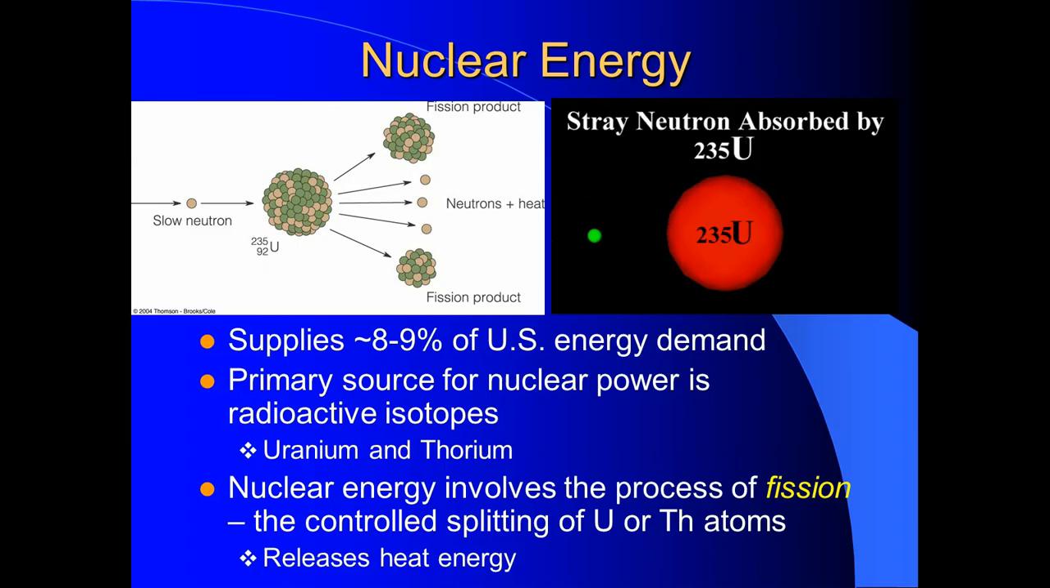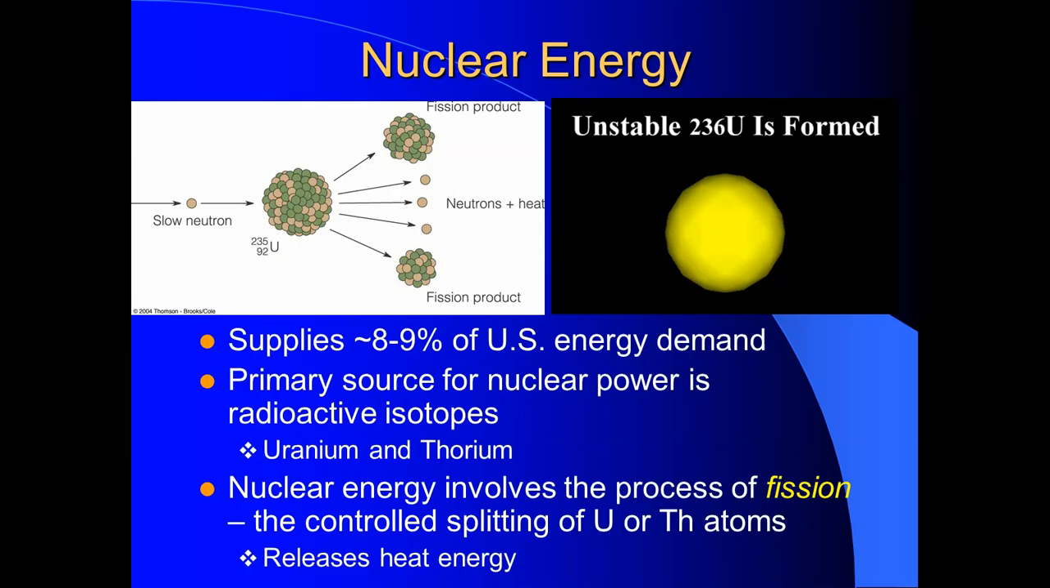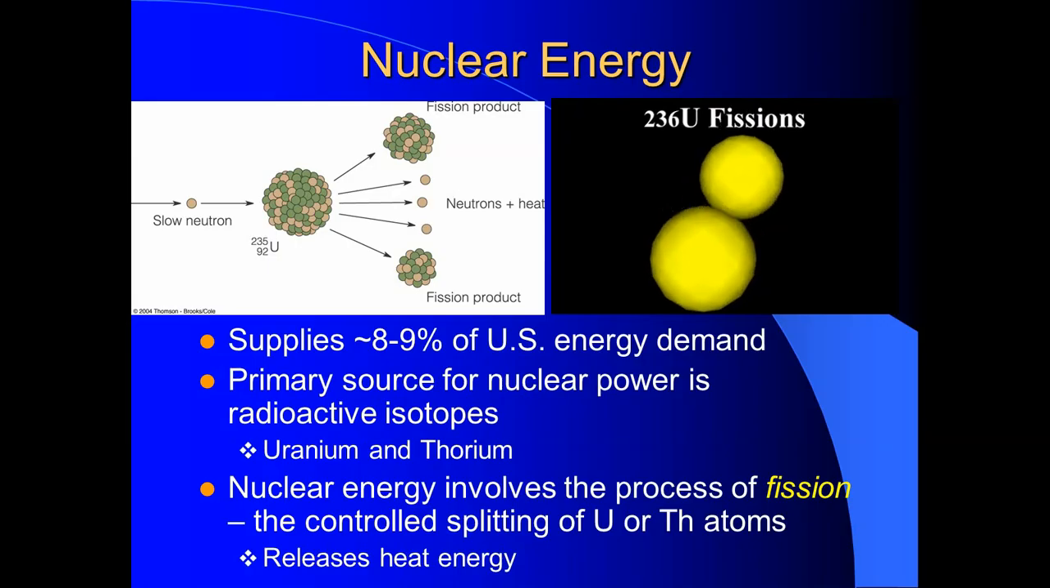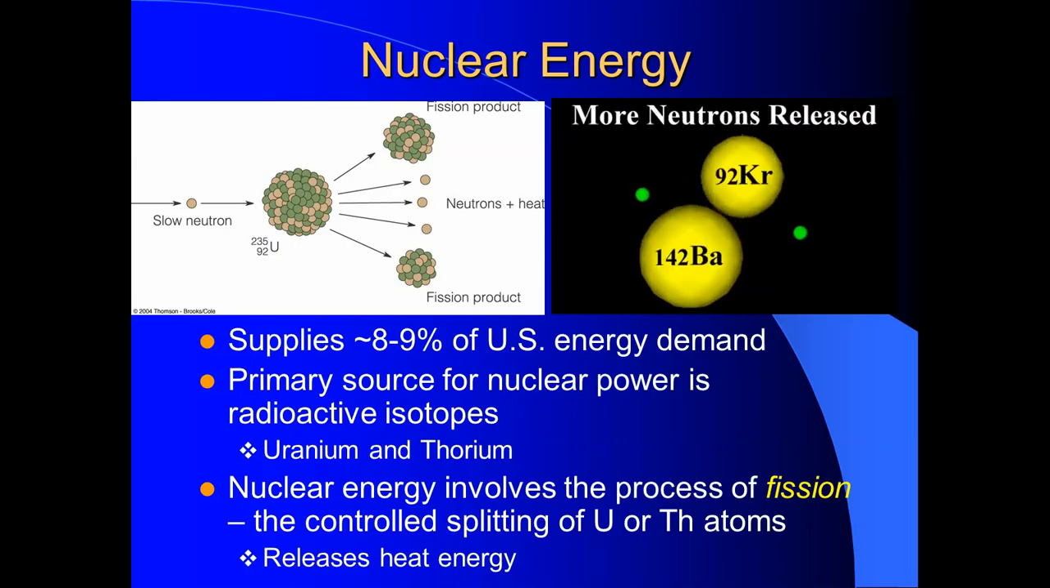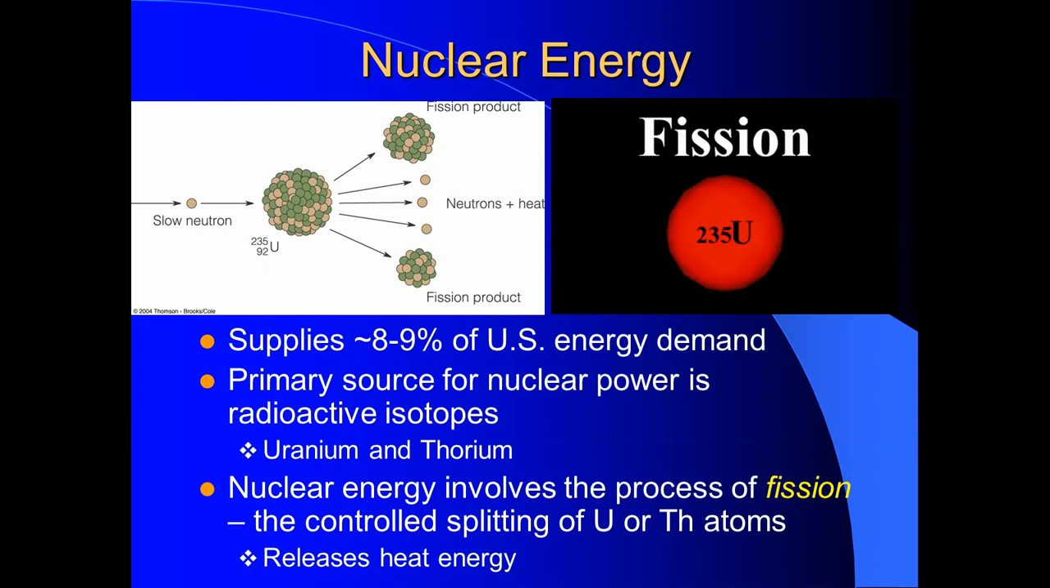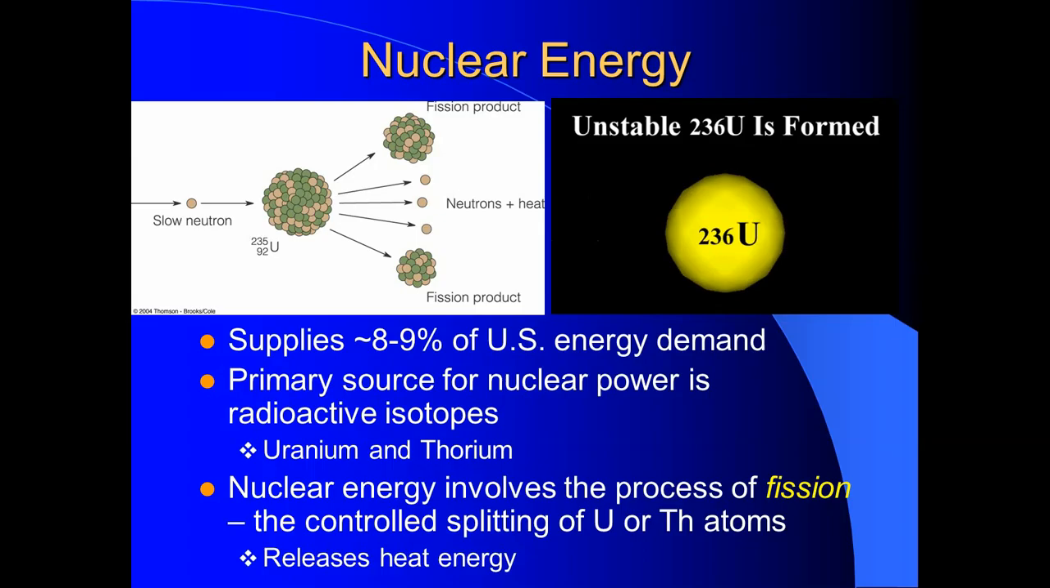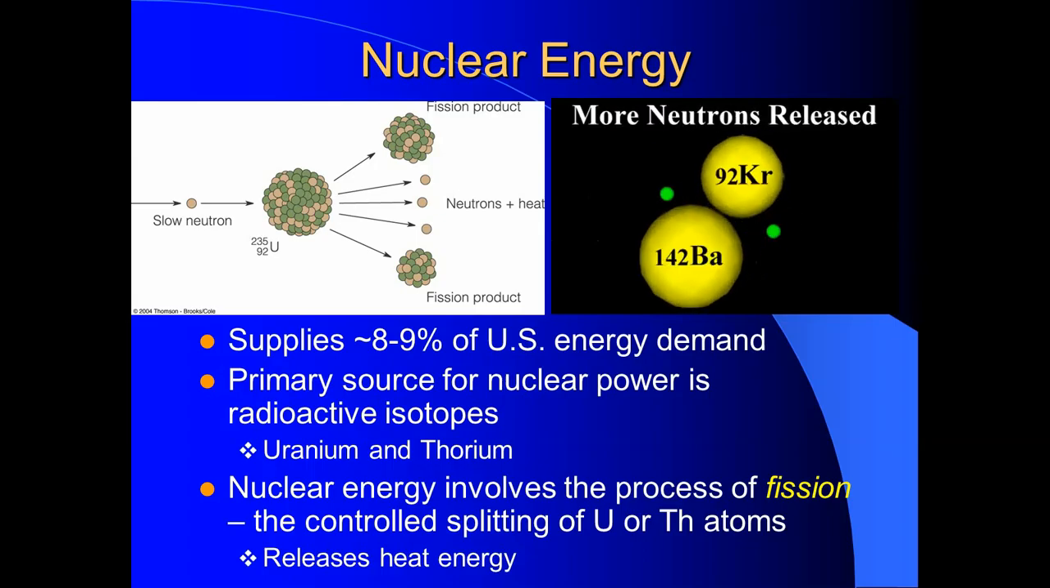Now remember in the US what our energy use looks like. 80% goes to fossil fuels, about 9% goes to nuclear energy, and about 11% goes to our renewables. Now, the primary energy source that we utilize for nuclear energy is radioactive isotopes, primarily uranium, but thorium can be used as well.